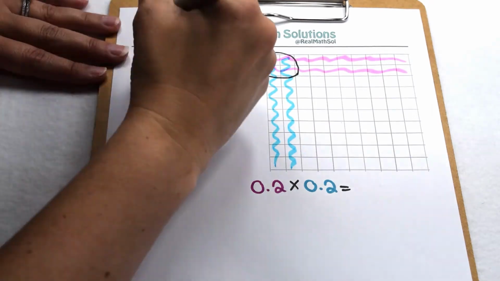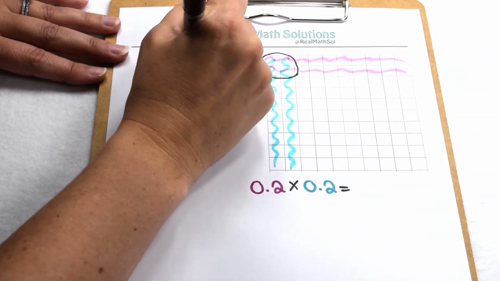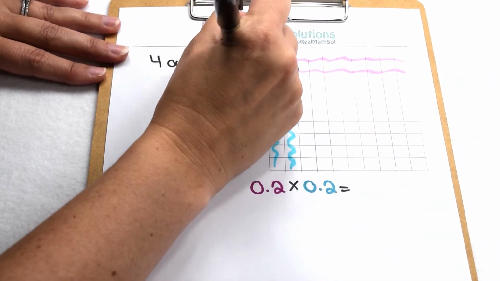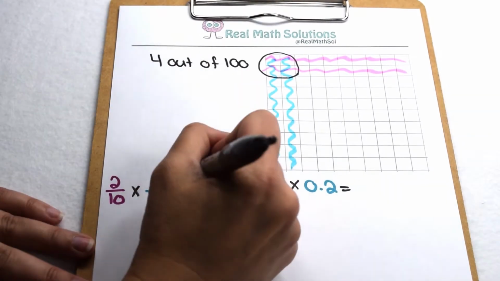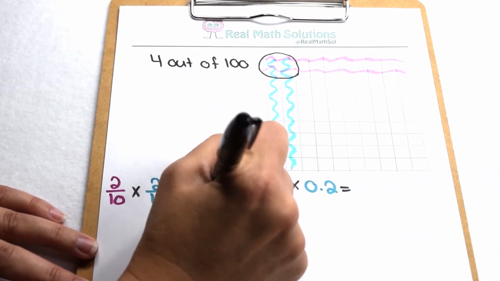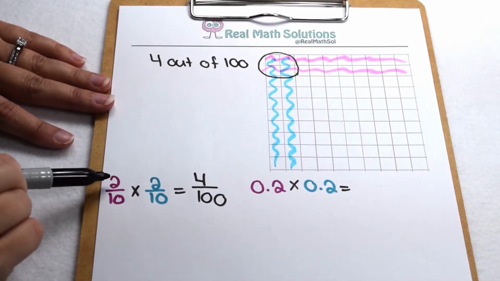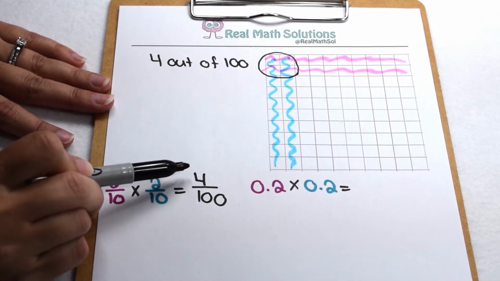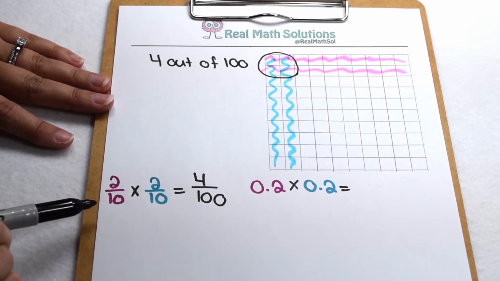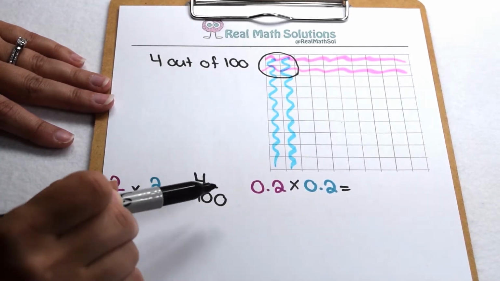Pink and blue comes out to fill 4 out of 100 total squares. So that means 2 tenths times 2 tenths comes out to be 4 hundredths. If we look at our fraction multiplication, we know the 4 comes from multiplying our numerators, 2 times 2 to give me 4, and the 100 comes from multiplying our denominators, 10 times 10 to give me 100.